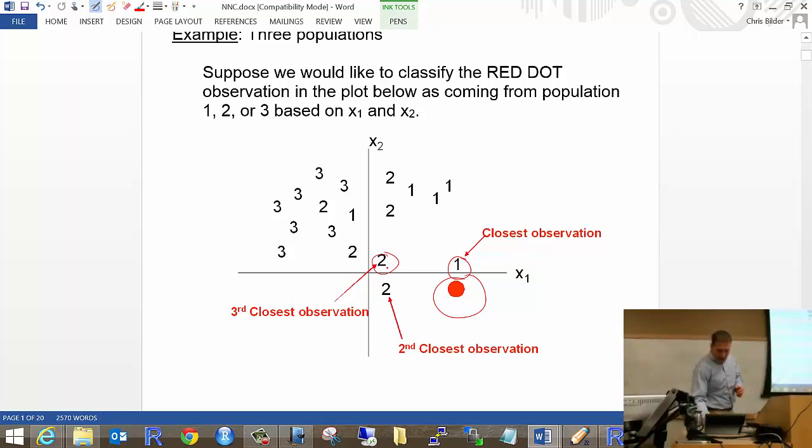And so, based upon how I drew this plot, we see that the additional 2 neighbors come from population number 2. Since the proportion of observations from population 2 is larger than from 1 or from population 3, we classify the red dot into population number 2. How it works. In general, we could have capital K nearest neighbors, and so this is called K nearest neighbor classification.